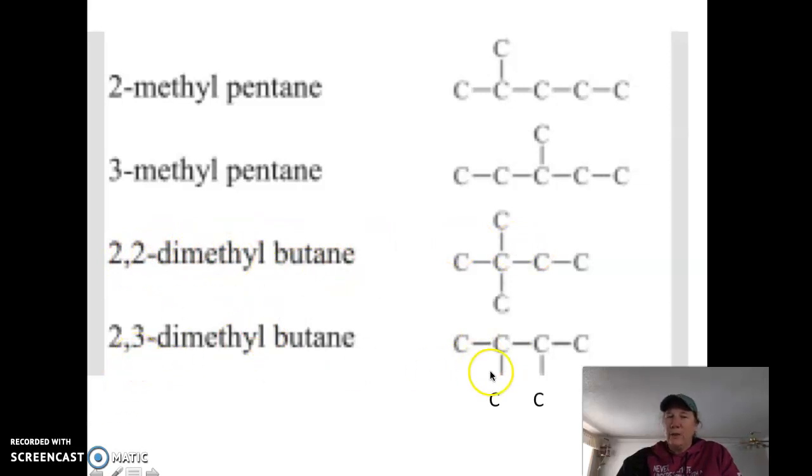Here's another one where I have 2, and I separated them. These two were together before. Here it's 2,3-dimethyl. So again, on the second and the third, and there's only 4, that's my main chain, but it's 2,3-dimethyl. On the second and the third, there's methyl groups.